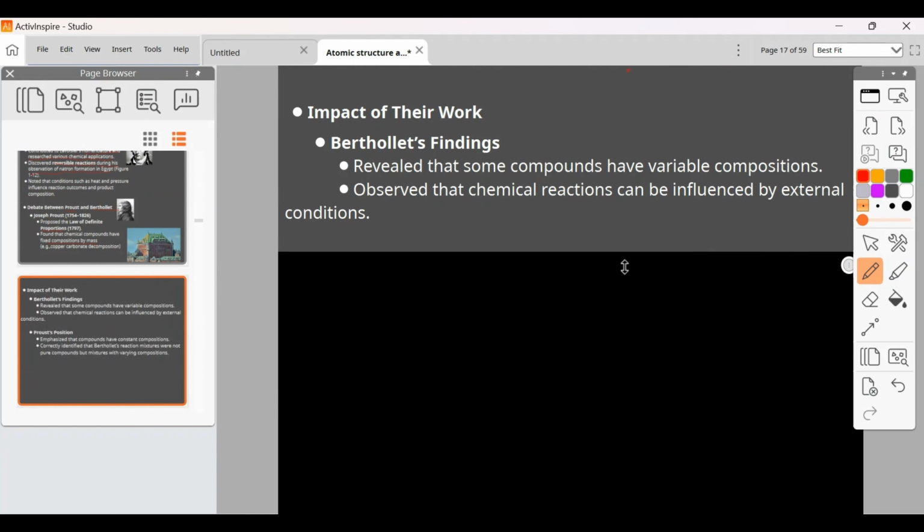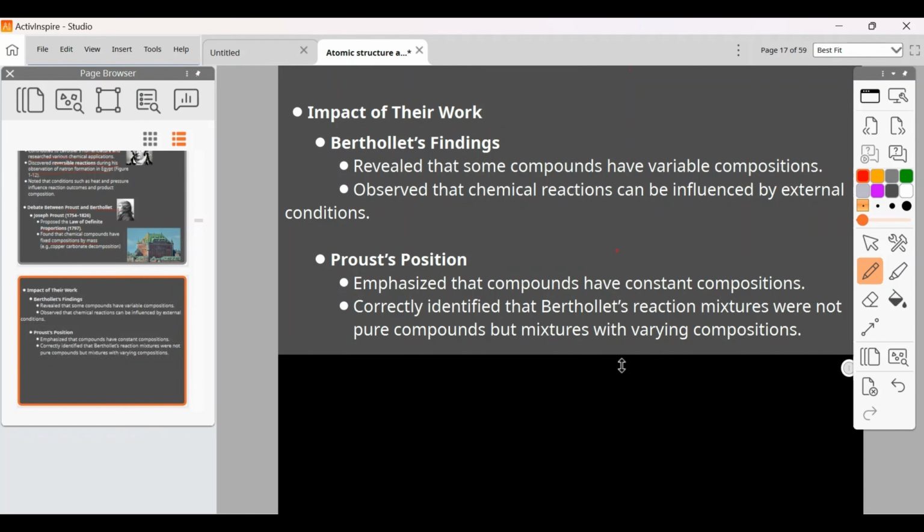Impact of their work. Berthollet's findings revealed that some compounds have variable composition and observed that chemical reactions can be influenced by external conditions. Proust's position: he emphasized that compounds have constant composition, and correctly identified that Berthollet's reaction mixtures were not pure compounds but mixtures with varying composition.